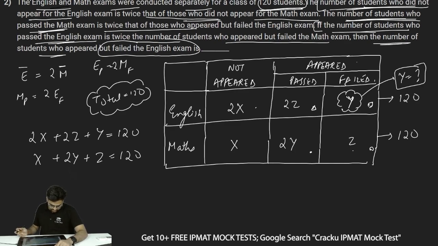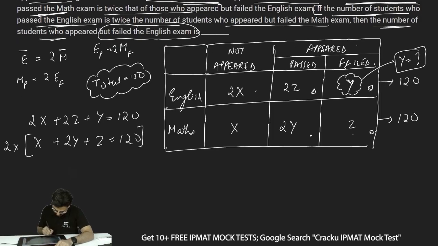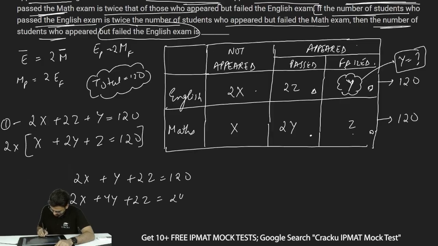So in order to find out the value of y, we'll multiply this equation by 2. Now we'll have two equations. One is 2x plus y plus 2z is equal to 120. This is my first equation. And my second equation, after multiplying by 2, will be 2x plus 4y plus 2z is equal to 240. If I say this is the second equation, this is the third equation.